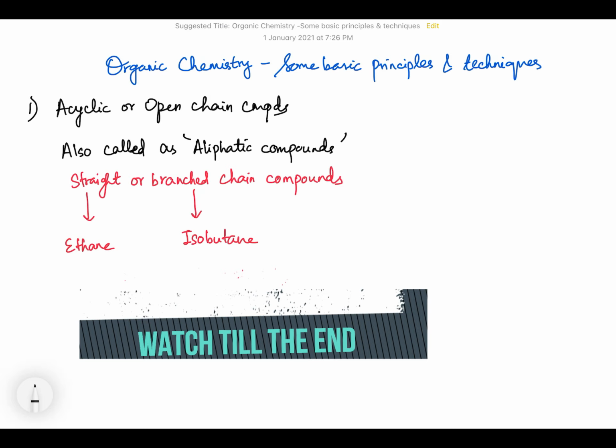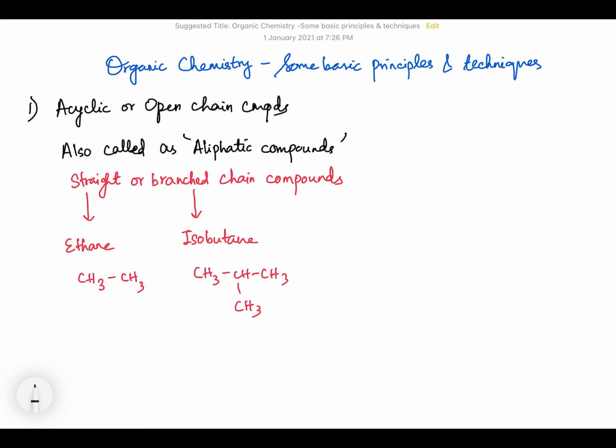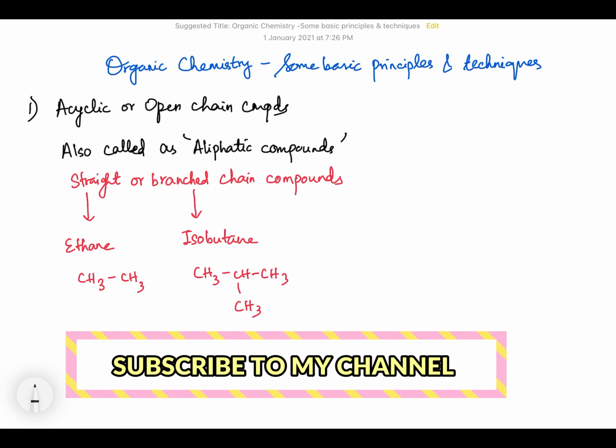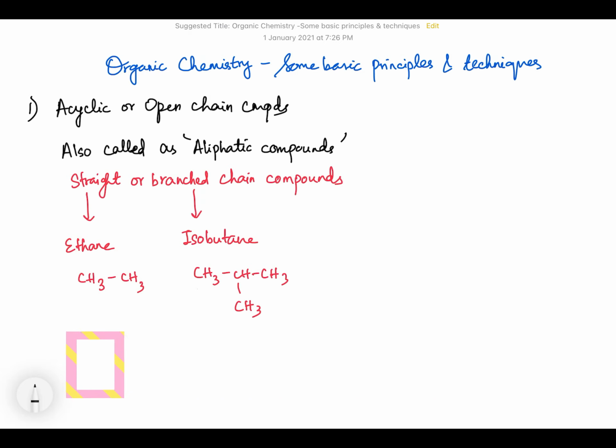The first point, acyclic or open chain compounds. They are also called aliphatic compounds. Now I'll tell you what are acyclic or open chain compounds. First of all, open chain means that they do not form a closed structure. Open and closed are basically opposite words. So open means no closed chain or a ring. A ring structure will not be present in these compounds. So the compounds which do not have ring structures are called acyclic or open chain compounds.